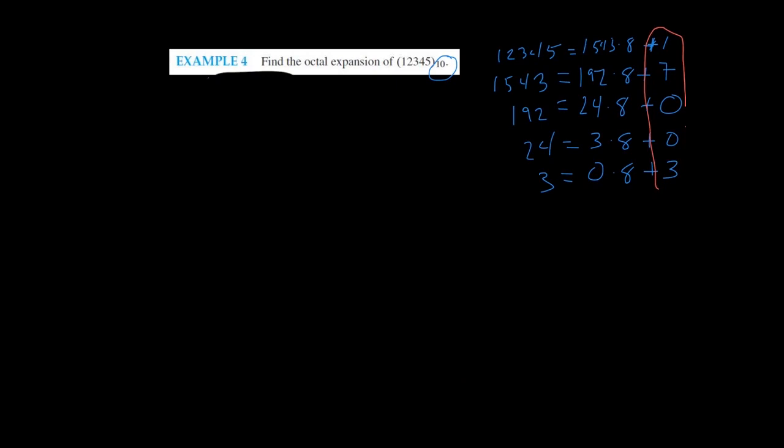So now to find out what the expansion is. We have 12,345 base 10 is equal to, remember I said you have to read it from right to left, or since I wrote them vertically, I read them from bottom to top. You always read it bottom to top. So the first digit is a 3, and then a 0, and a 0, a 7, and a 1, base 8. So 12,345 base 10 is equal to 30071 base 8.